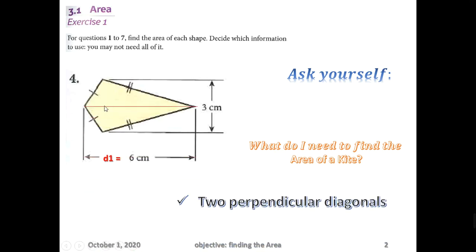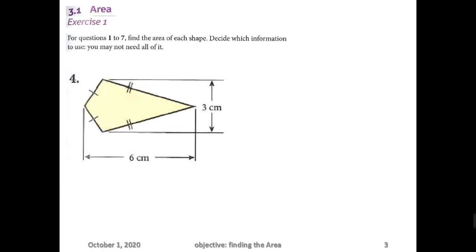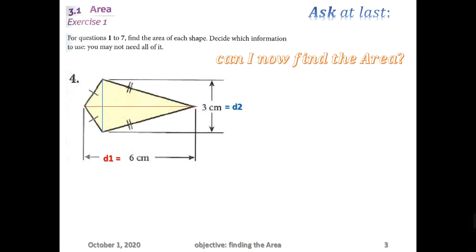So this is the horizontal diagonal, or we can call it D1, and this point, this is the opposite point to it, and if we connect between them, this is the vertical diagonal or diagonal 2. So diagonal 1, the length of it is 6 centimeters in this example, and diagonal 2, or the vertical diagonal, is 3 centimeters in this example.